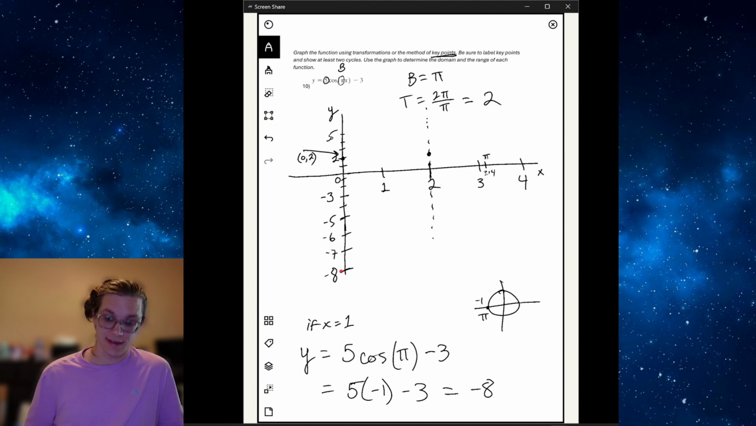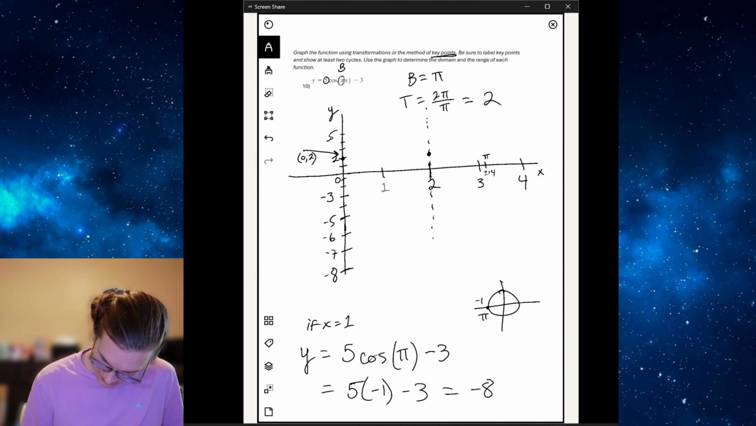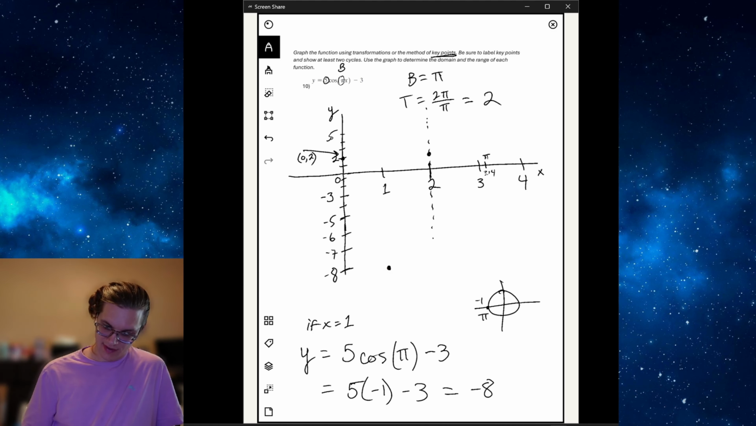So, as I predicted earlier, the value here at the halfway point, which is 1 in the x, the graph is going to be at minus 8. So you can draw this.